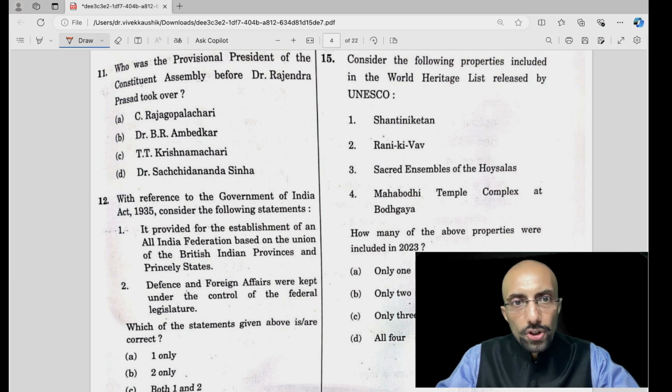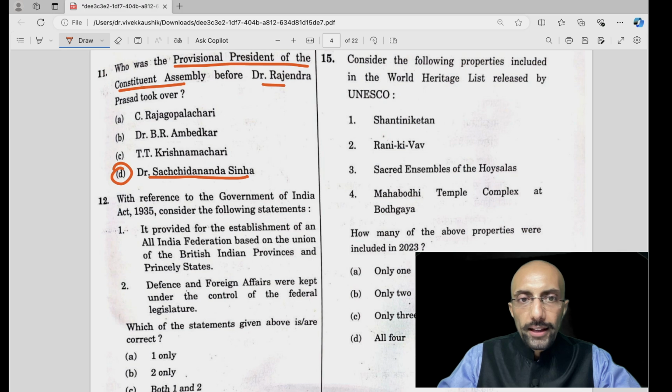Who was the provisional president of the Constituent Assembly before Dr. Rajendra Prasad took over? So the answer is D, Dr. Sachidanand Sinha.